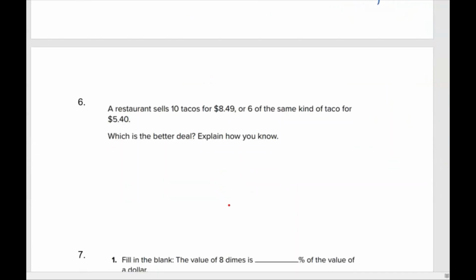Okay. Number 6 says a restaurant sells 10 tacos for $8.49 or 6 of the same kind of taco for $5.40. Which is the better deal, and how do you know? Okay, we did a whole day where we looked at better deals, comparing a bunch of foods and clothing items and stuff like that in our walkabout in class. Easiest way, once again, surprise, surprise, T-table. Dollars and tacos, and dollars and tacos over here for B.